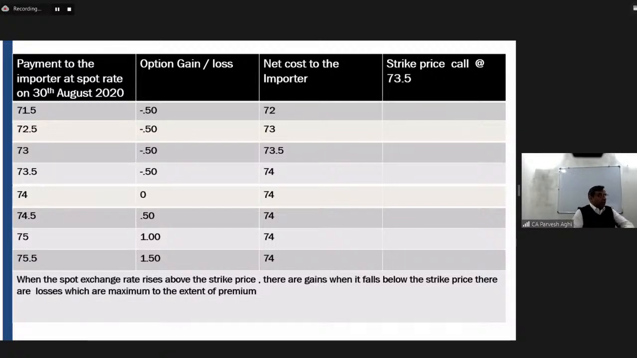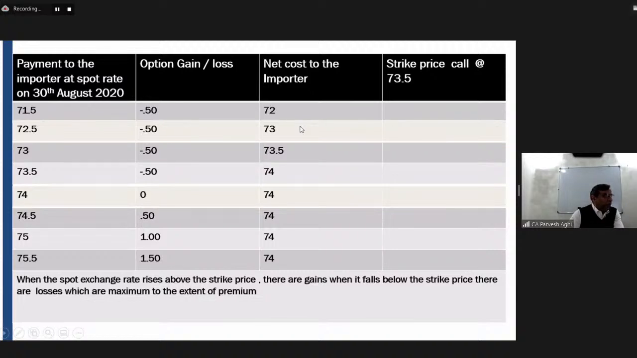But if the dollar depreciates, then you are going to take the advantage of that. So initially, at the time when the dollar was less, there was a chance that the dollar would have closed at 71.5. Your cost would have been only 72. So you have the best of all the worlds. Here you are hedged. Your cost never goes above 74. But if you get the benefit, you take the benefit also, by not exercising the calls.